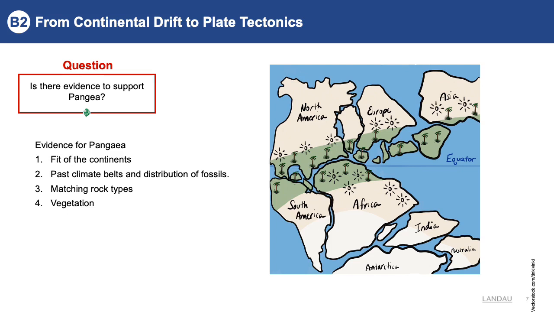Ancient fossils of the same species of extinct plants and animals are also found in rocks of the same age but are on continents that are now widely separated. And grooves and rock deposits left by ancient glaciers are found today on different continents.